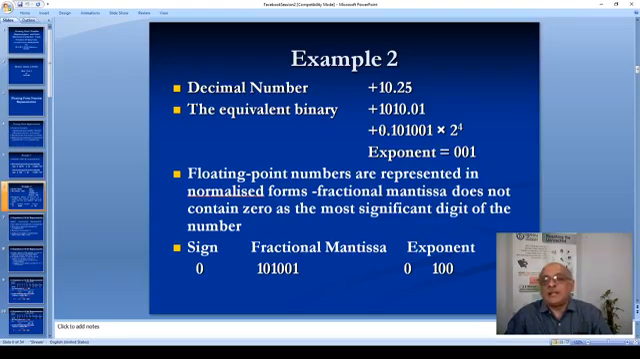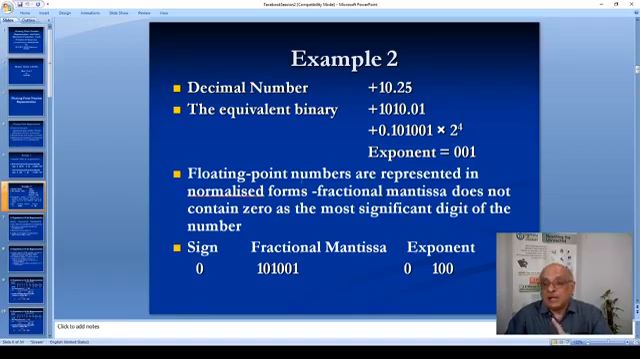So the equivalent value of this particular number is going to be 0.101001 into 2 to the power 4. That is, 4 is equivalent to 00. In fact, it should be, once again, second mistake, it should be 100. Okay, this has been corrected over here. So that is what you can see. Floating point numbers are represented in normalized form. The fractional mantissa does not contain 0 as the most significant digit of the number.